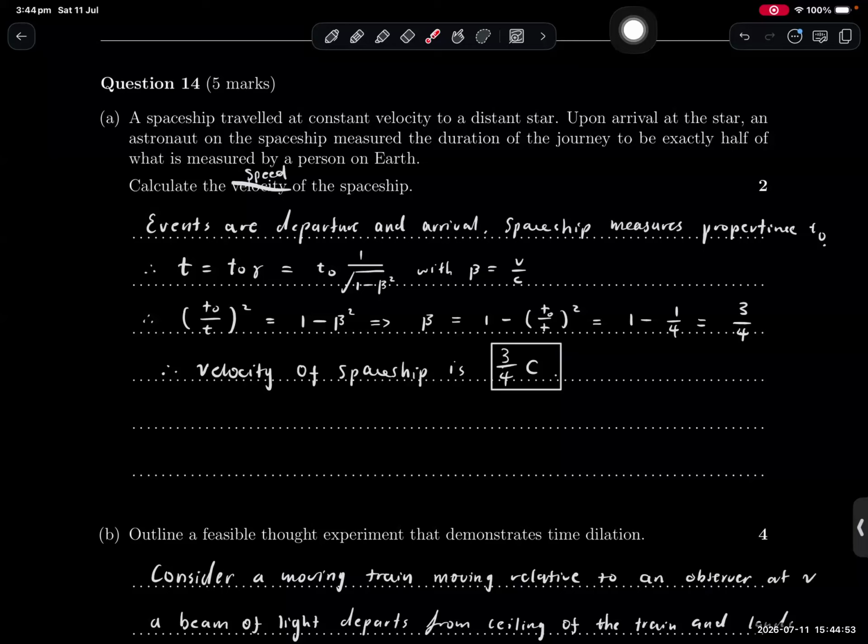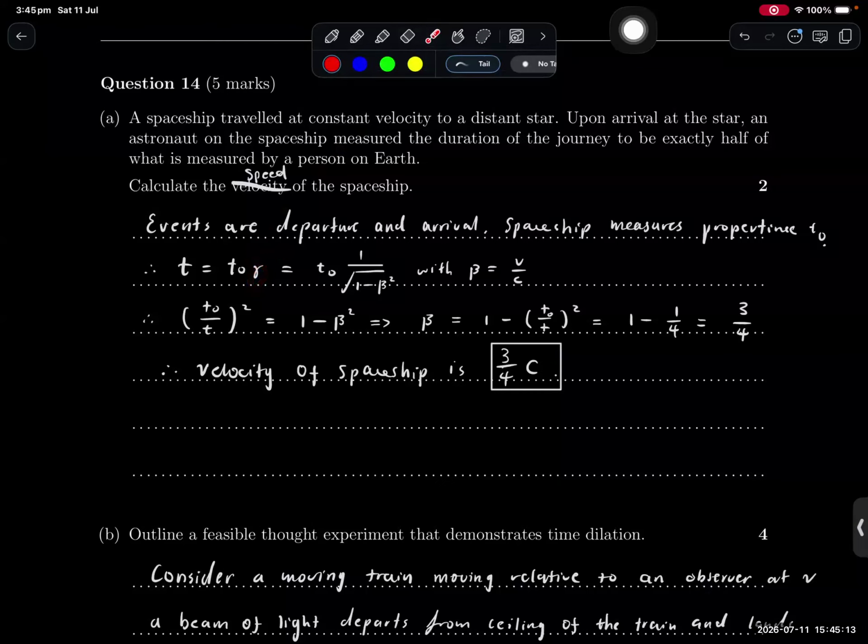Okay, so you have to identify the events. Departure and arrival will be the two events. And who measures the two events at the same location? It will be the person in the spaceship. And you were looking for the speed, so you want to define the velocity in terms of the Lorentz factor, and you just rearrange. I made it more convenient by defining a parameter called beta and deriving for beta. Beta is how much of the speed of light in percentage. So you end up getting 3/4 times the speed of light.